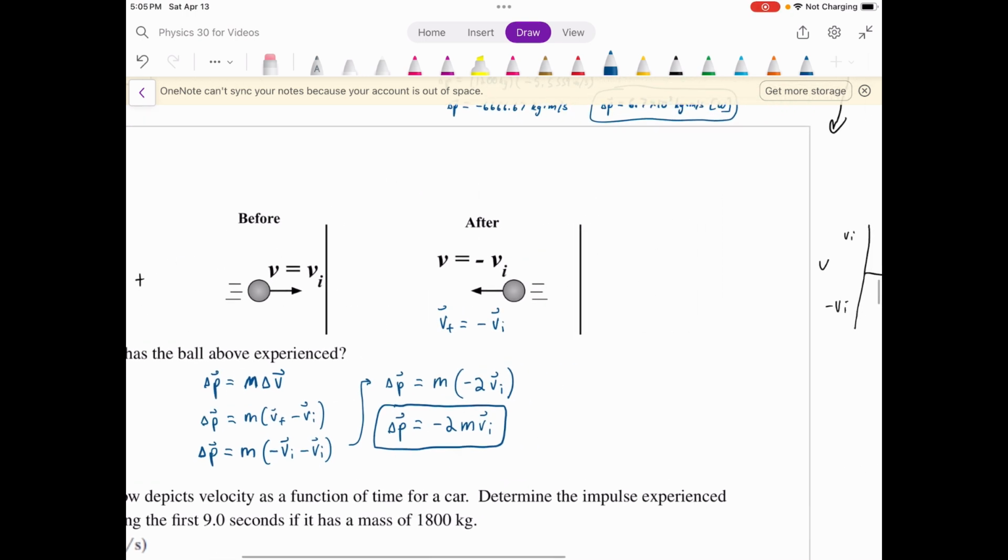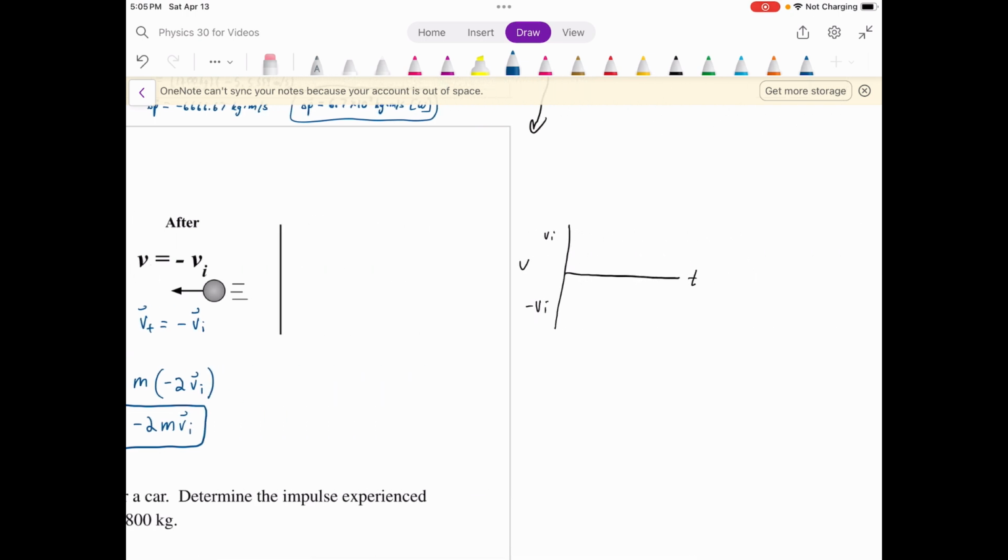Sometimes students don't like this one. They say, shouldn't the change in velocity be 0? Because vi and negative vi just make 0. But we don't add, we subtract, right? One way I've found that helps visualize this is to look at it this way. What change in velocity did it go through? It went through a change in velocity of negative 2 vi's, right?